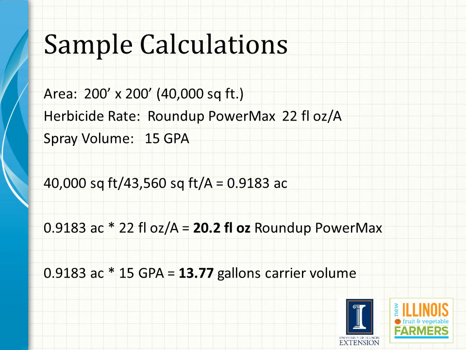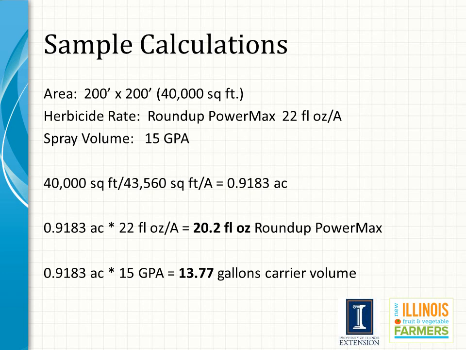43,560 square feet. And if you ever need to find this information, usually this is in the back of many of our pesticide management guides. So you can usually find conversions of information on this in them. So we know that we have 40,000 square feet. We divide that by the number of square feet in an acre, and that tells us that the area we're wanting to spray is around 9/10 of an acre.